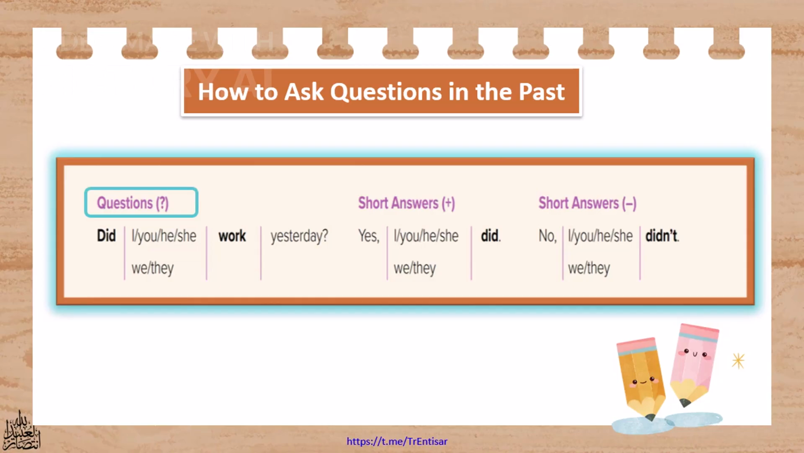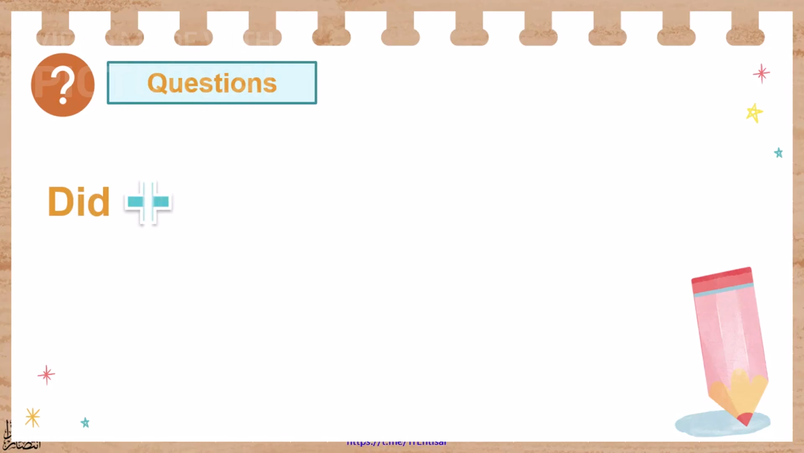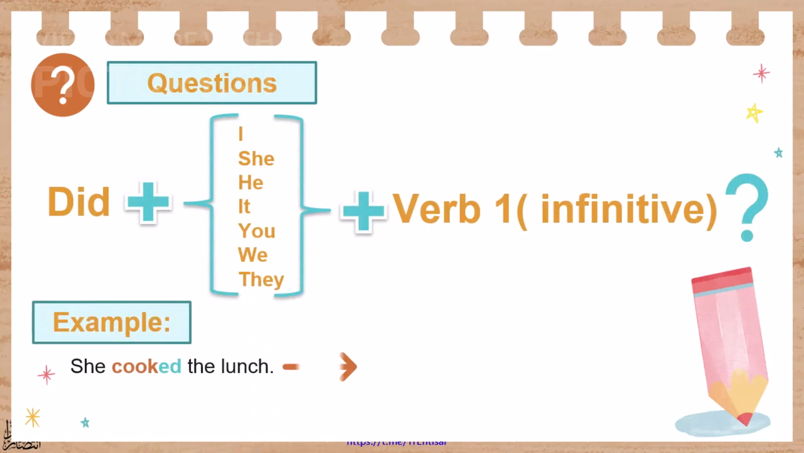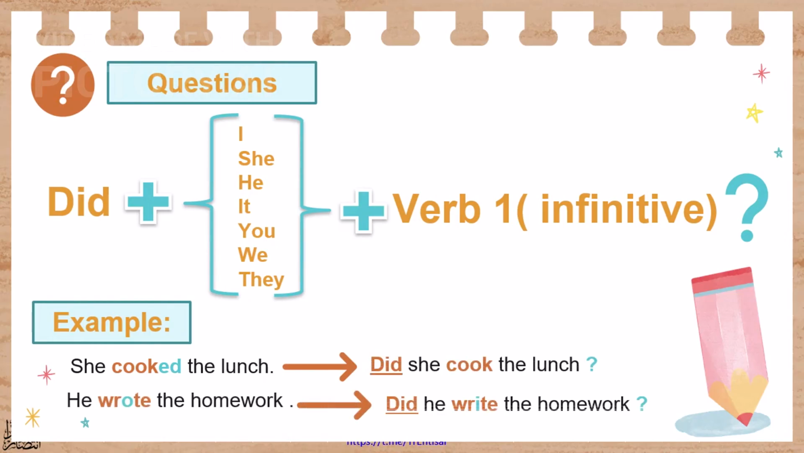Asking questions in the past tense involves using did, followed by the base form of the verb. We'll practice forming questions and providing short answers. To construct questions in the past tense, use did with the infinitive form of the verb. Let's look at examples to see how this is done.